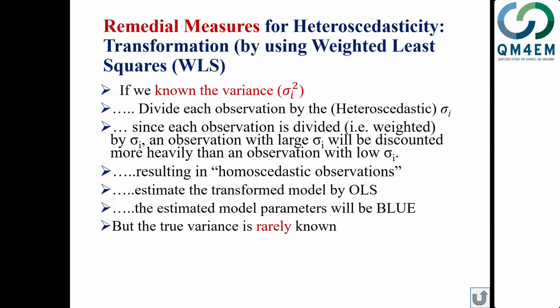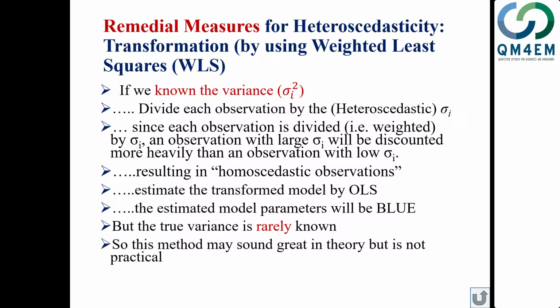Now the method itself sounds really good, but the problem is that we don't know the true variance. So the problem is still there. The method may sound great in theory, but it is not practical because the variance is not known, and if the variance is not known, you can't apply it. Theoretically, there is a procedure available that could be used to fix the problem of heteroscedasticity by weighting the observations and then applying OLS and ensuring the BLUE estimators. However, that method cannot be used because we don't know the variance values.